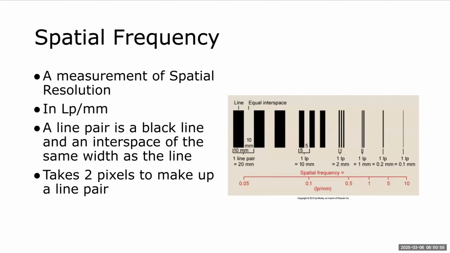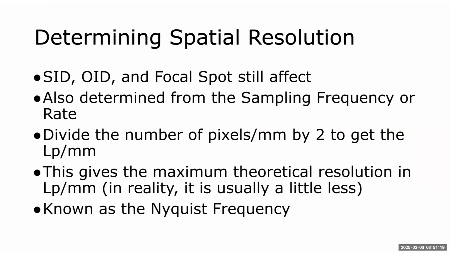And then spatial frequency is a measurement of spatial resolution. We talk about it in line pairs per millimeter. A line pair is a black line and an interspace of the same width as the line. So it takes 2 pixels to make up a line pair because you have to have 1 pixel that's black and 1 pixel that is bright or clear, however you want to look at it.